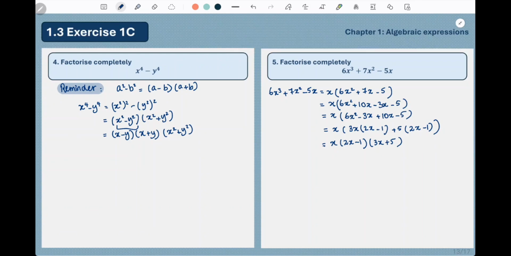Can we factorize this any more? The answer is no, so we're done. Because it says completely, we always have to check at the end.